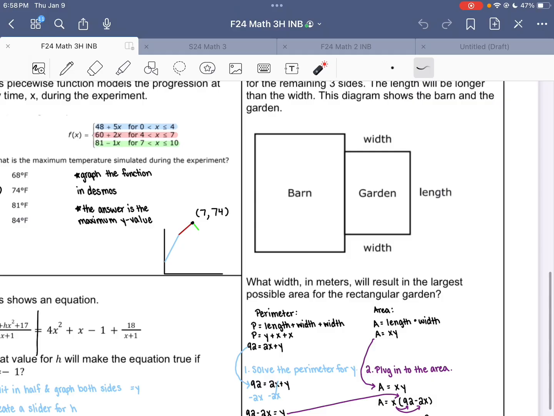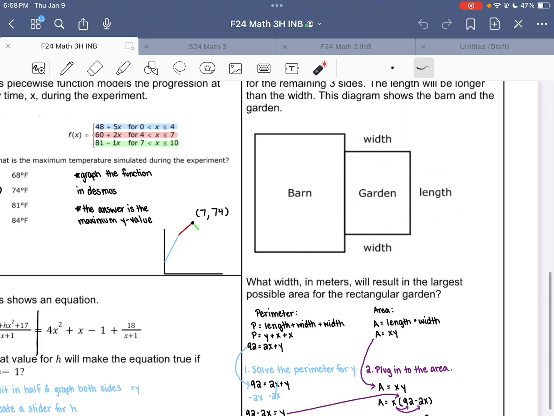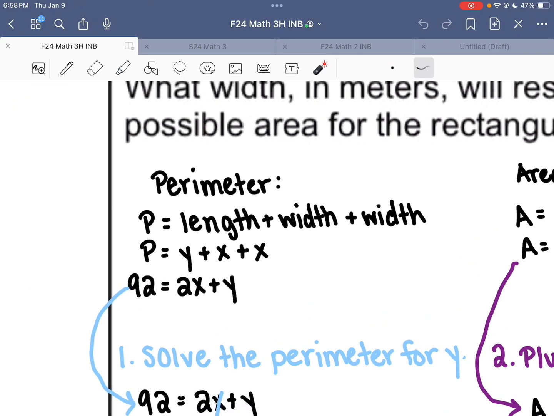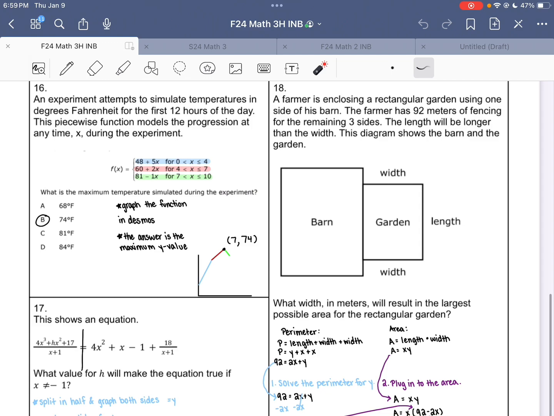So to find this, we need to use both the perimeter and the area. We know that perimeter is normally all of the sides added together, but since we're missing one of the lengths, we're only adding together length, width, and width. So I wanted to make it easier on myself and convert length and width to letters. So I changed length to y and width to x. Well, since I have 2 widths, I said 2x, and it told me that the perimeter was 92 because he had 92 meters of fencing total.